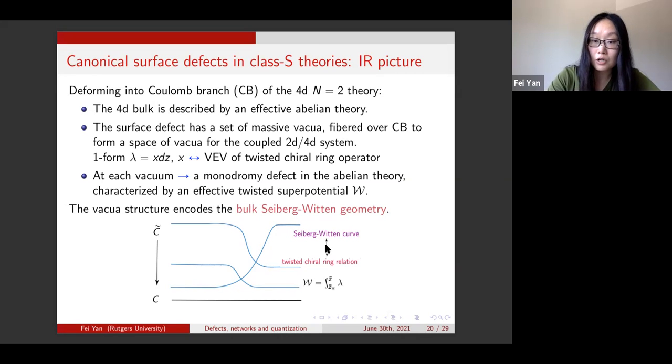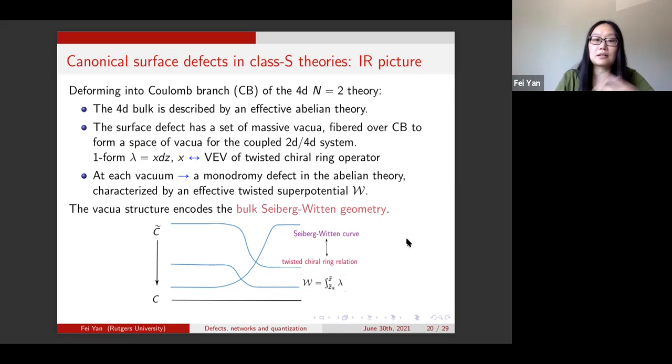Concretely, the Seiberg-Witten curve could be interpreted as the twisted chiral ring relation for the 2D (2,2) theory living on the surface defect. And this canonical one form that you could define separately using the surface defect is identified with the Seiberg-Witten differential. And geometrically, this Seiberg-Witten curve is a branch covering over the Riemann surface C, where each branch corresponds to a vacuum for the surface defect. And moreover, you could compute this effective twisted superpotential by doing an integral of the Seiberg-Witten differential, this kind of one form, on some open paths on this covering or Seiberg-Witten curve.